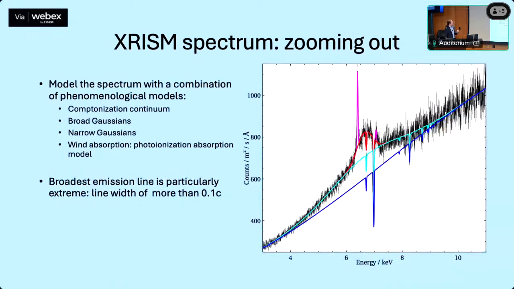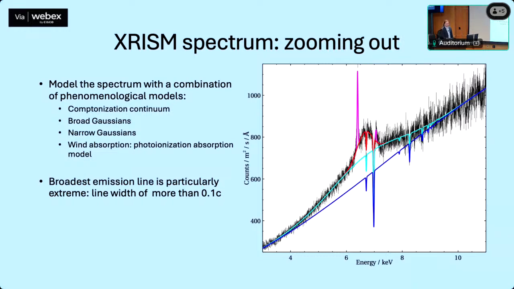Now, in the meantime, this observation of Hercules X-1 with XRISM is also giving us other very interesting results. This plot on the right is showing a zoom out of the first figure that I showed. And then there is this very interesting cyan, very broad emission line. This line is made of material that has velocities larger than 0.1 the speed of light.